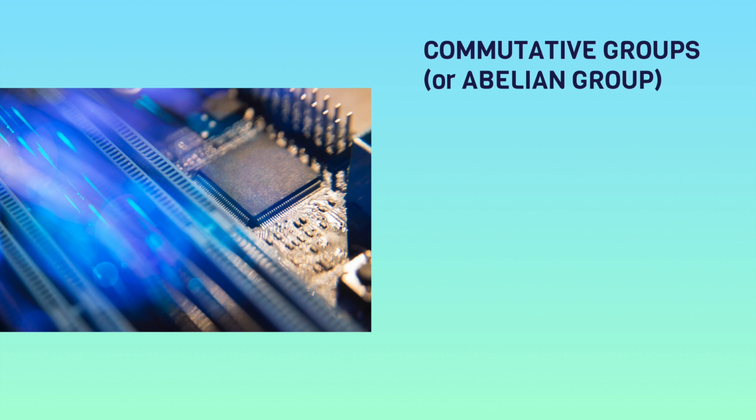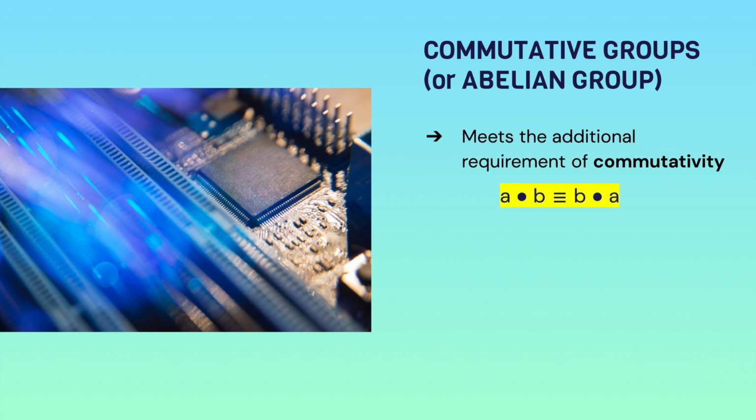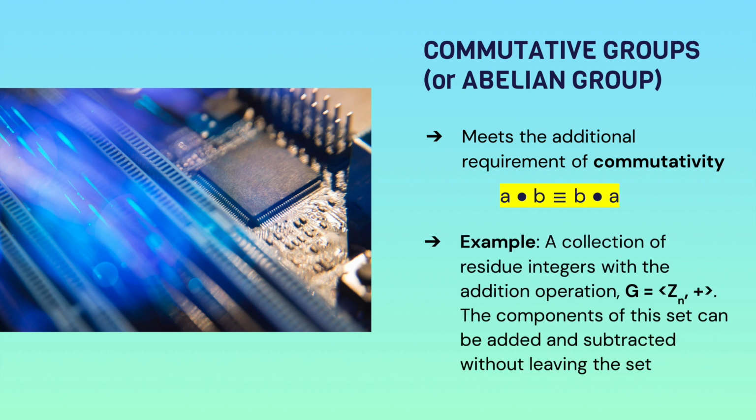The fifth condition, commutativity, states that, for every pair of elements A and B in G, the equation A operation B is the same as B operation A. If a group meets the four qualities as well as the extra property of commutativity, then that group is referred to as an abelian group. To make things easier to understand, let's walk through an example. A commutative group, or abelian group, is a collection of residue integers with the addition operation, noted as G in the set Zn, with an addition operator. The components of this set can be added and subtracted without leaving the set. Let us check that using the next slide.